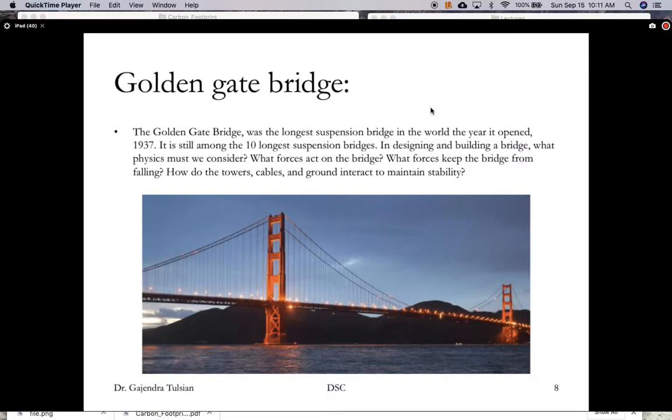This is the Golden Gate Bridge, and I just want to mention something here. All these suspension bridges are designed with the following principle in mind. It turns out that structures are much stronger under compressive forces. If you try to crush something versus pulling it apart, the structure is much stronger under compressive forces than stretching forces.